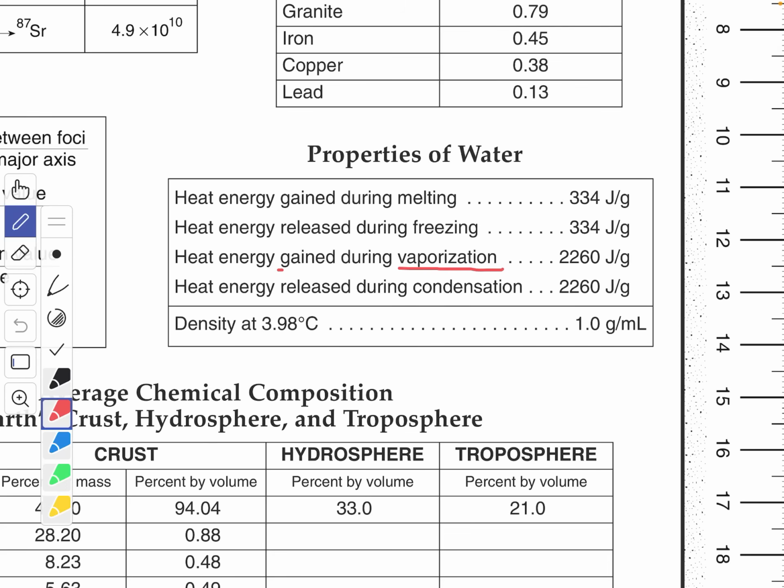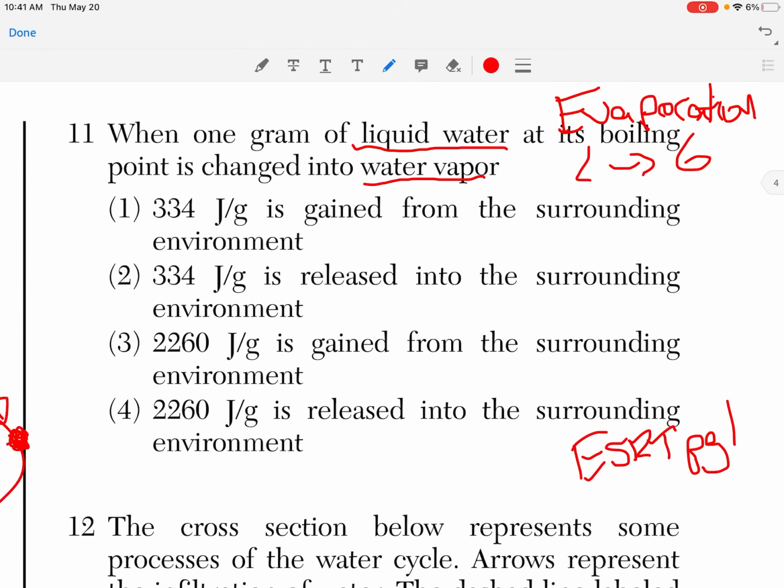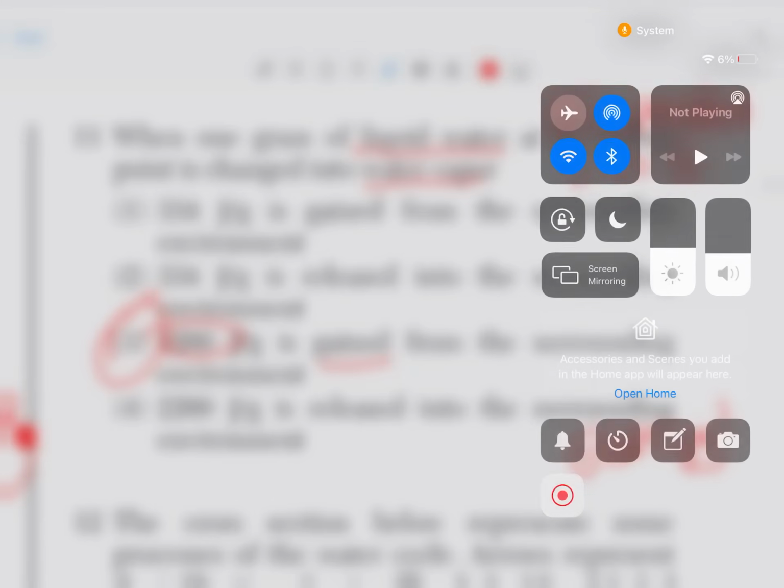And it says that it gains energy in order to change, right? If you want to go from a liquid to gas, it's got to heat up. And the total amount that it gains is 2260 joules per gram. So gaining 2260, go back to the test, and you'll see we're talking about gained, right? 2260, the answer has to be number 3.